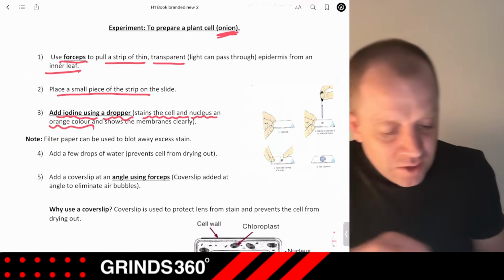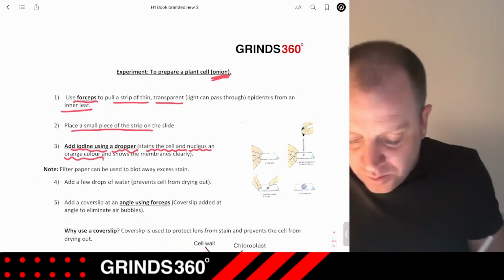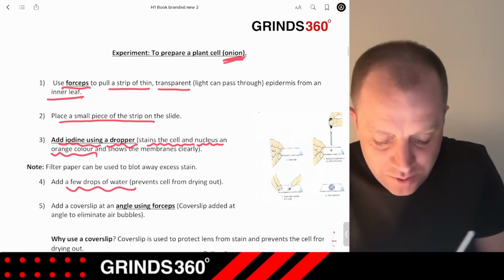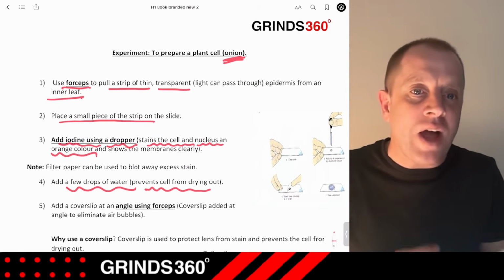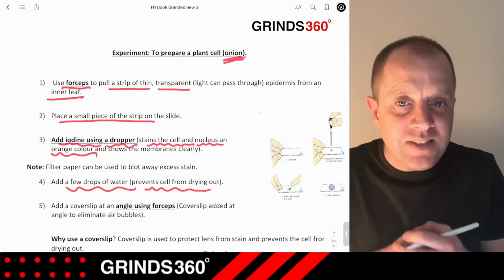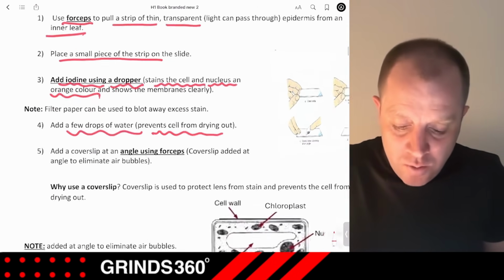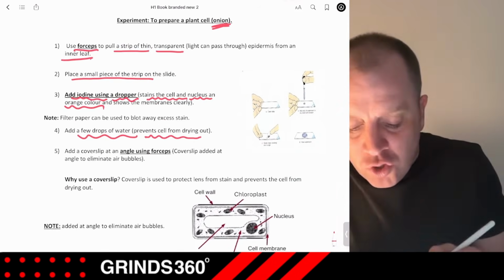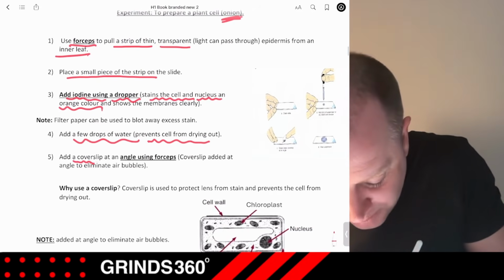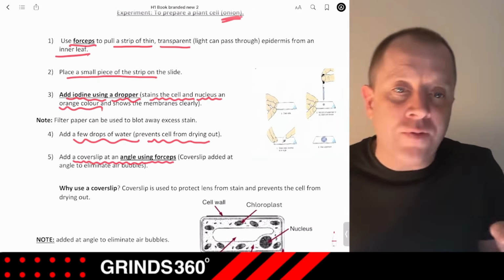What do you do then? You add a few drops of water. Why do you add the water? It prevents the cell from drying out. That's why you add water. Okay? Now, what do you do then? You add a cover slip at an angle using forceps.